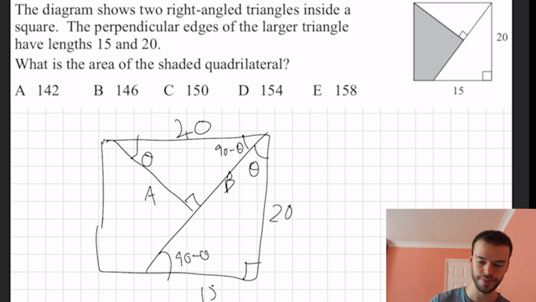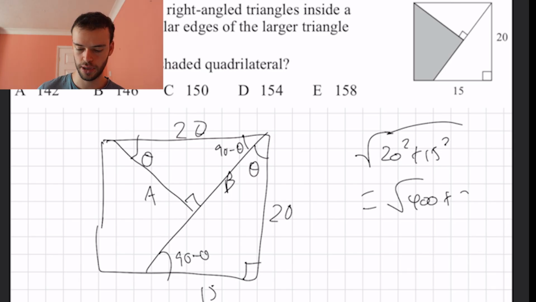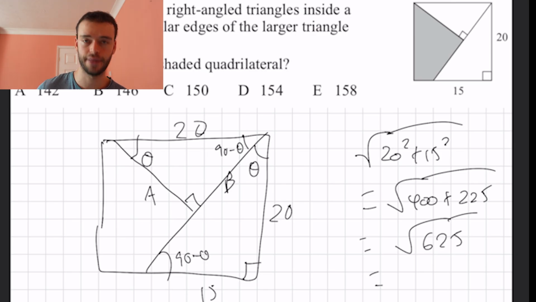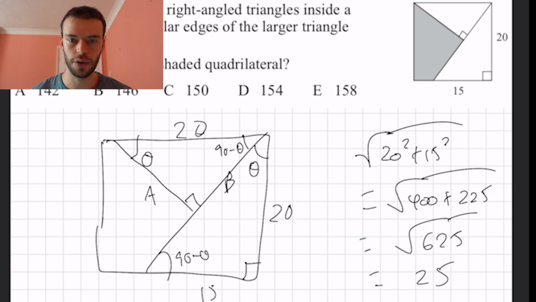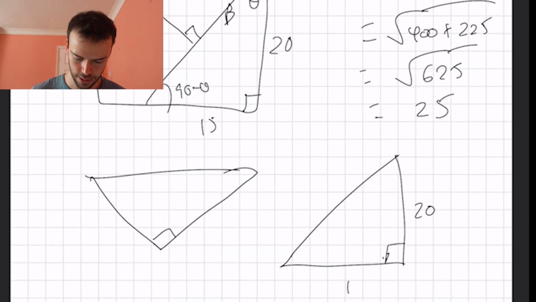Cool. What I want to do is find the hypotenuse of this triangle, because then we can use it in our ratios. Okay, so let's do the square root of 20 squared plus 15 squared. That gets me the square root of 400 plus 225, which equals the square root of 625, and that is just 25. Very nice. Let me draw out these triangles just to show it a bit more clearly what's going on. So the lengths on this triangle are 20, 15, and 25.